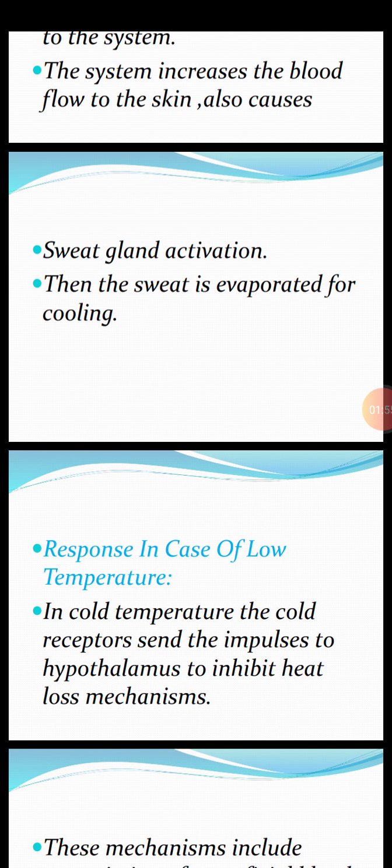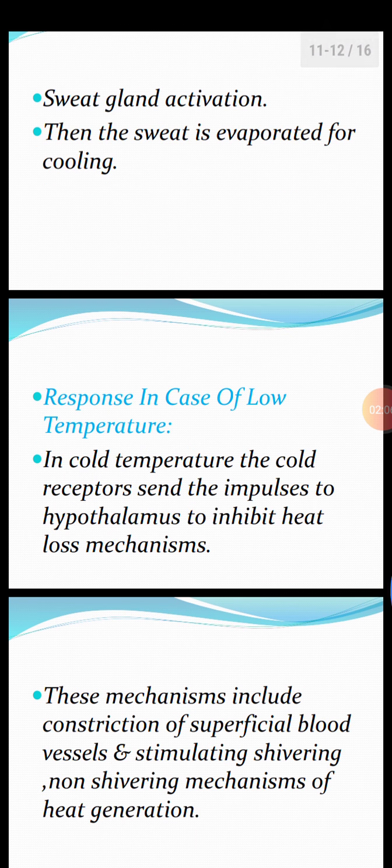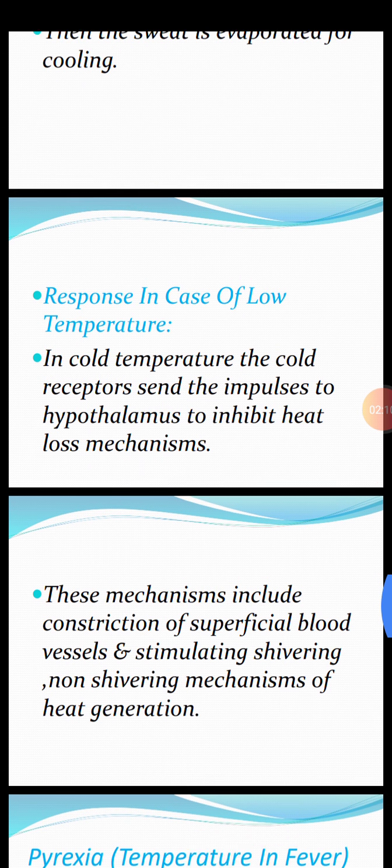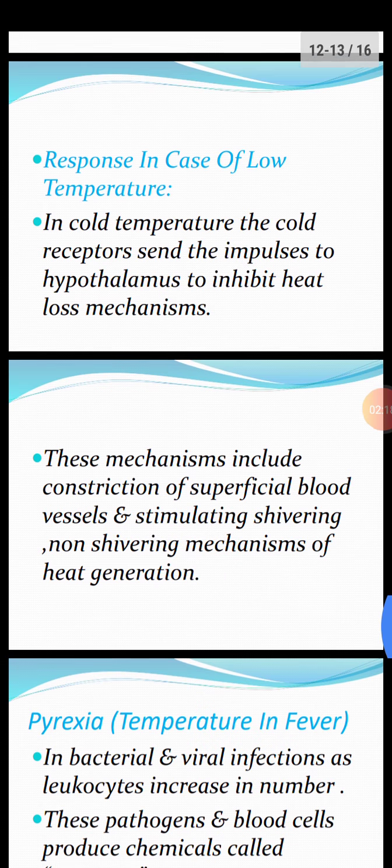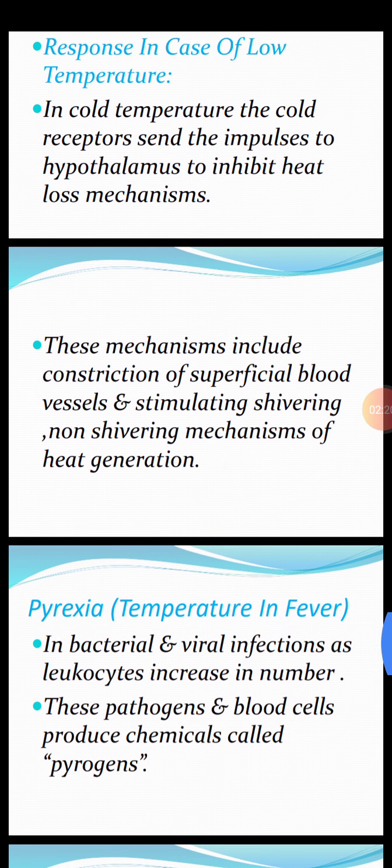Now, response in case of low temperature. In cold temperatures, the cold receptors send the nerve impulses to the hypothalamus to inhibit heat loss mechanisms. That is, heat should be retained in the body during cold. These mechanisms include constriction of superficial blood vessels and stimulating shivering, and non-shivering mechanisms of heat production or heat generation.